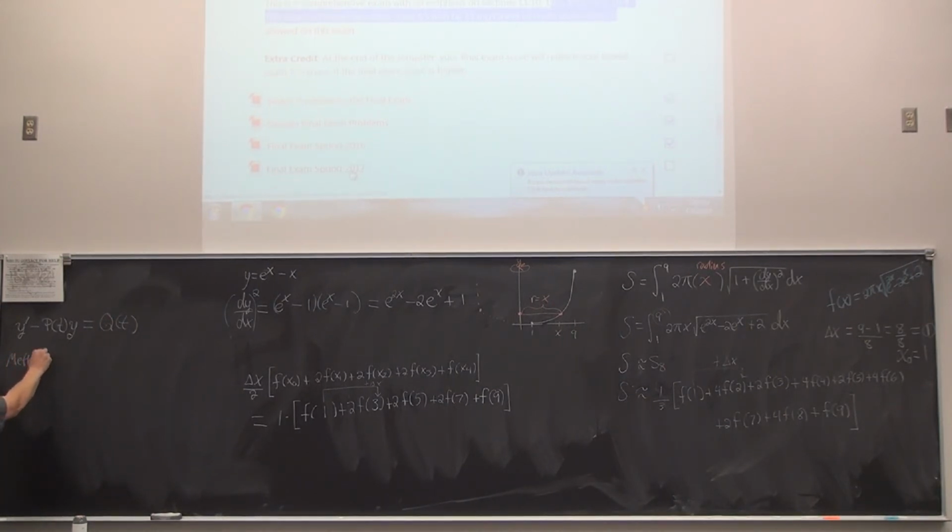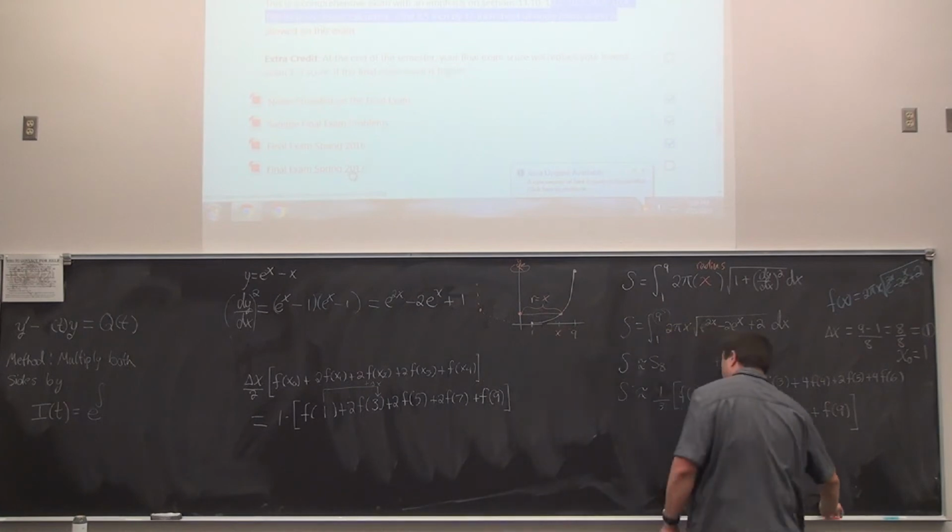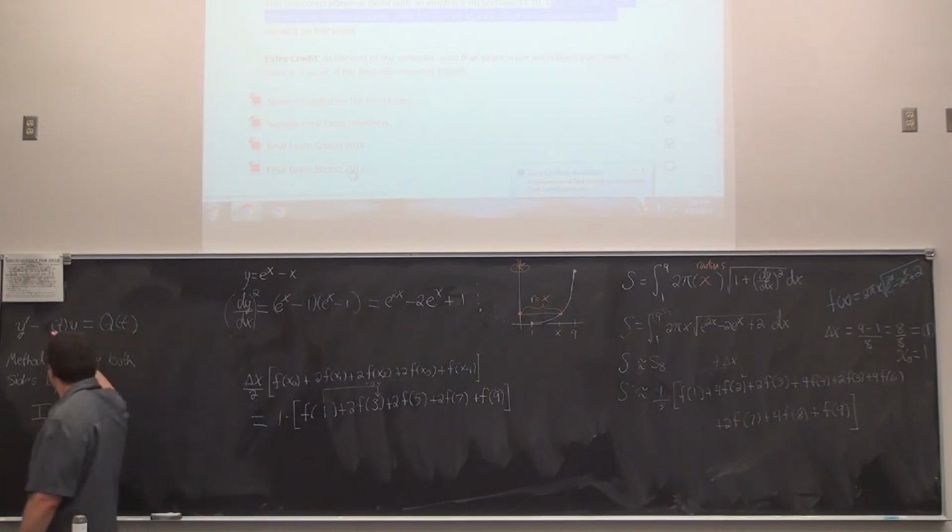is to multiply both sides by I of t. This was the so-called integrating factor. It's a pretty mysterious looking formula where it's a basic exponential to the power of whatever you have up here. So the substitution would look about like this.